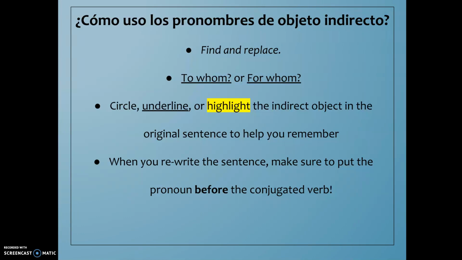Now, you're done with the video. You want to complete the 5 examples at the bottom of página 3. And please make sure that you have me check your work before moving on to the practice activities.